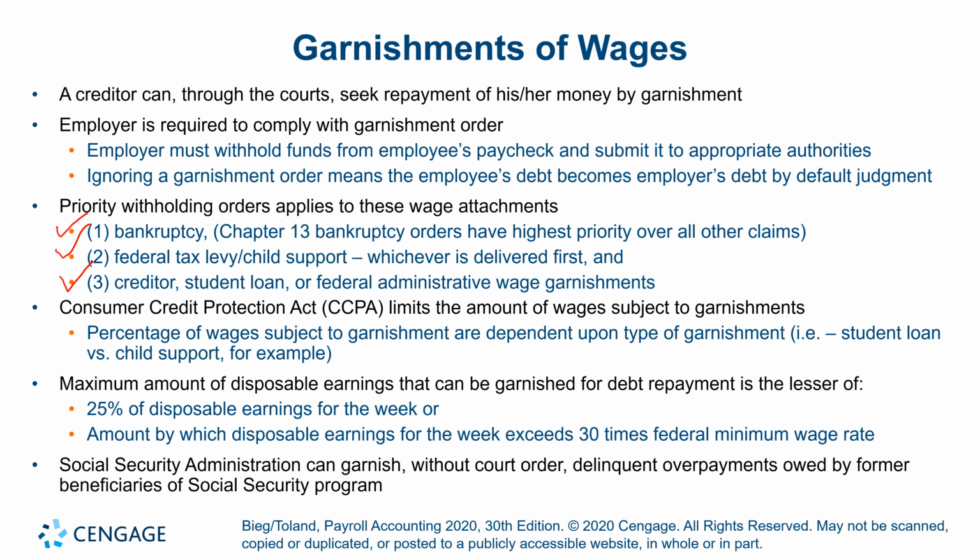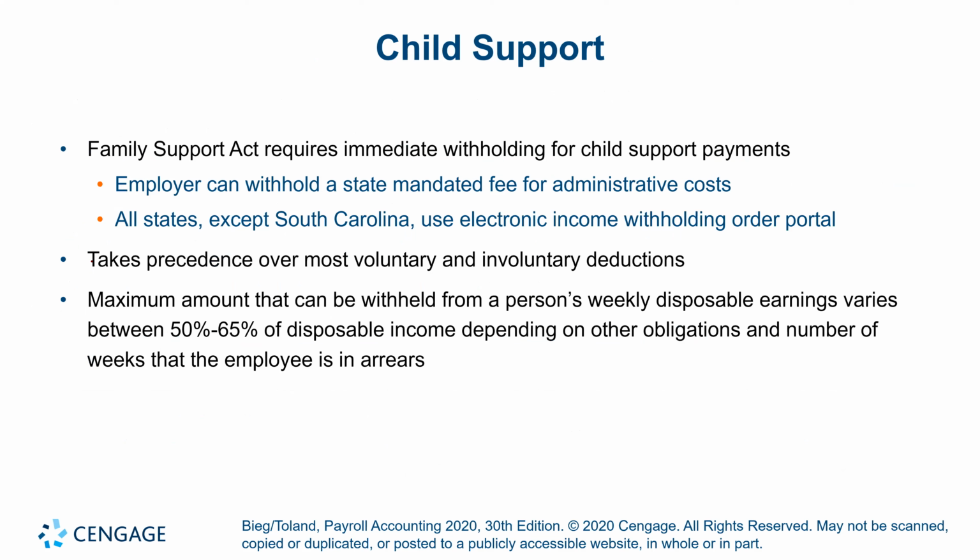So, child support. The Family Support Act requires immediate withholding for child support payments. The employer can withhold a state-mandated fee for administrative cost. All states except South Carolina use an electronic income withholding order portal. It takes precedence over most voluntary and involuntary deductions. The maximum amount that can be withheld from a person's weekly disposable earnings varies between 50 and 65% of disposable income, depending on other obligations and the number of weeks that the employee is in arrears.